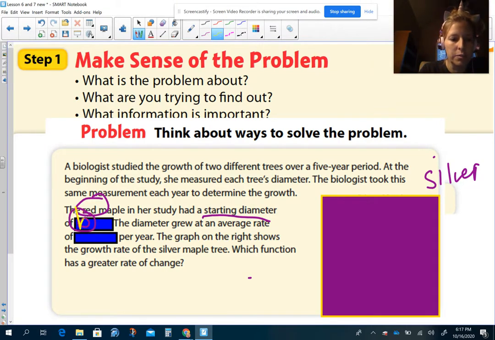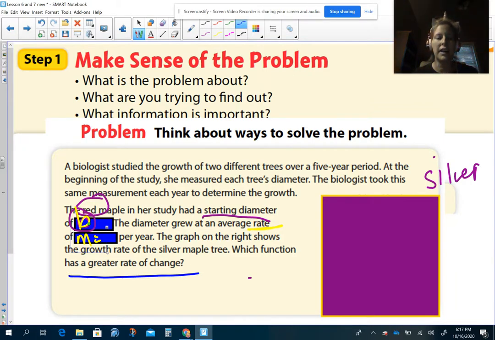Let's use a bright color. My initial value is going to be there. And look, an average rate. So guess what this one's going to be? Good. There's my rate. Okay. What is the ultimate question? The ultimate question is who has the greater rate of change?